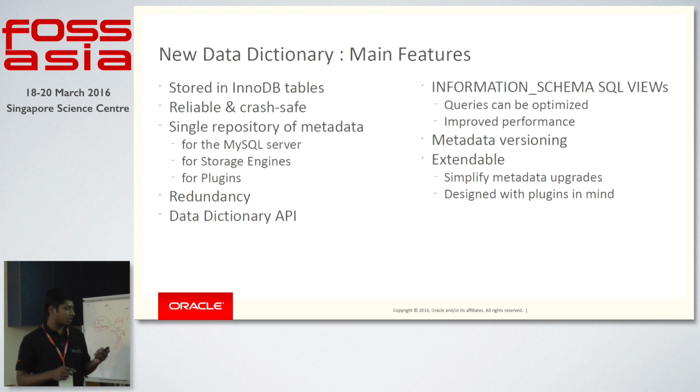And there is metadata versioning. Metadata versioning will basically be used for upgrading and backward compatibility. I will discuss this more in a later slide. And it is extendable. This basically refers to the fact that whenever you add any new database object, you can simply add a column or a table in the data dictionary to extend it.